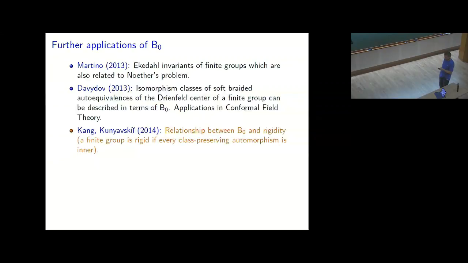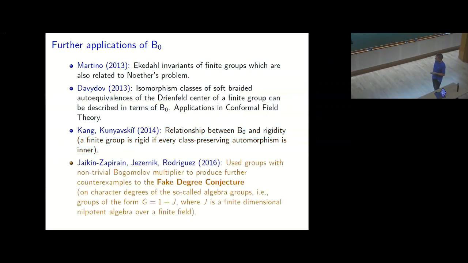And last but not least, this is the most recent thing I'm aware of. This is a paper by Andrei Heikin, my student, Vanya Zernik and Rodriguez, and they found counterexamples to something which is called the fake degree conjecture. This was a conjecture posed by Isaacs, and it is basically a conjecture on character degrees of groups of this type.